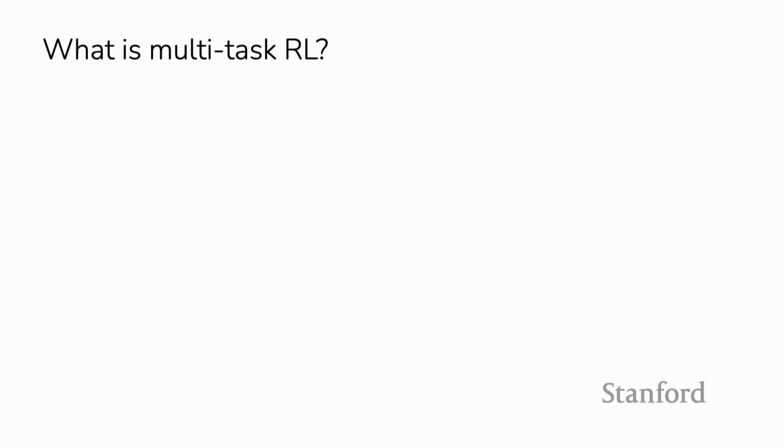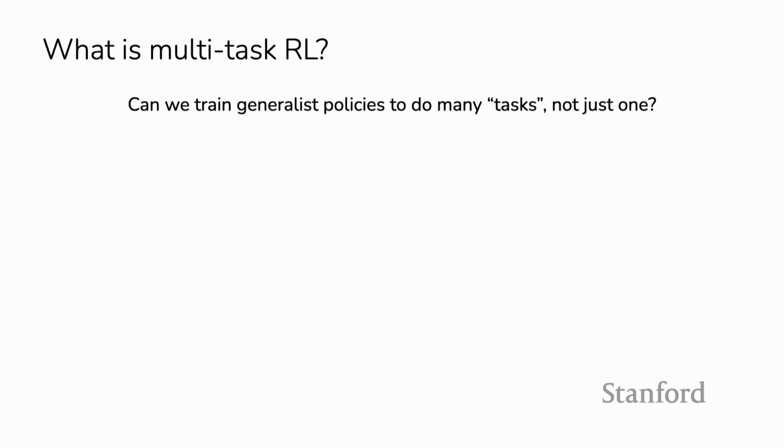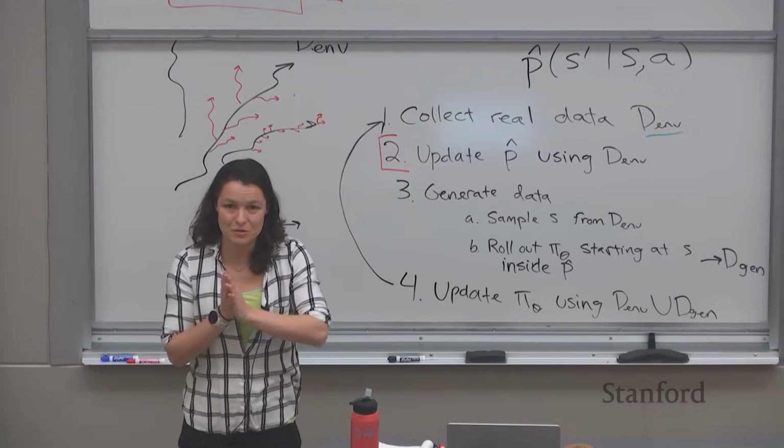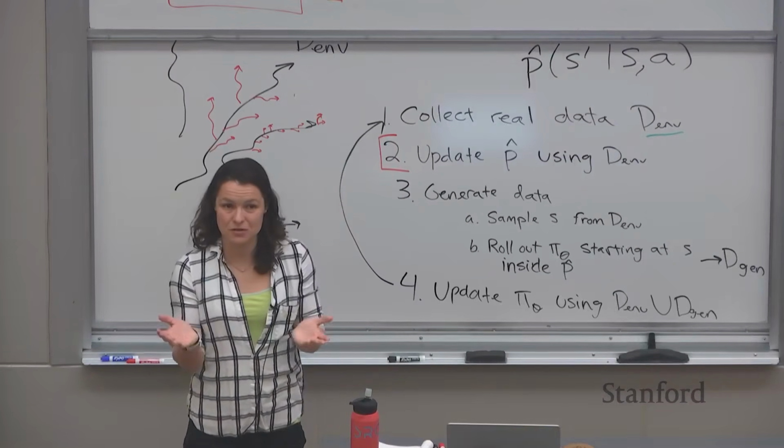So what is multitask reinforcement learning? The key idea is that we want to be able to learn a generalist policy that isn't just aiming to do one thing, like being able to pour water, for example, but that can do many different things.